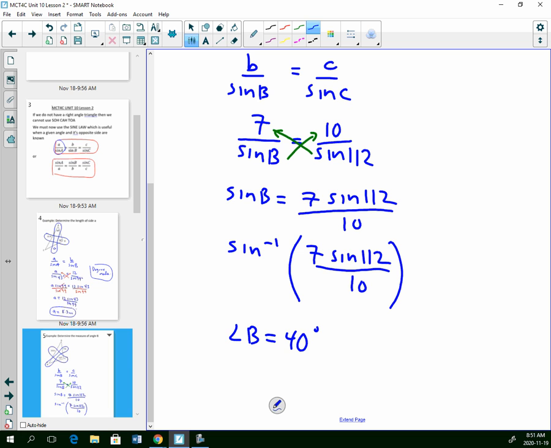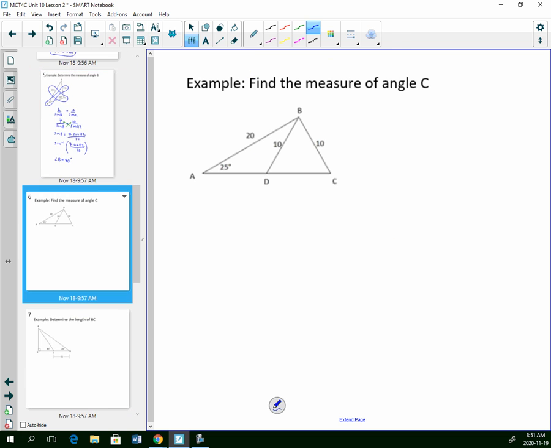What else do we got here? You might have to do a couple of steps. Some of them will be multi-step problems where you have to find one measurement in order to find another one. So we want to find angle C. And C is part of this triangle, which is isosceles. Right? Both sides are 10. So if it is an isosceles, then these two angles are equal, right? So if I can find this angle, it's equal to angle C.